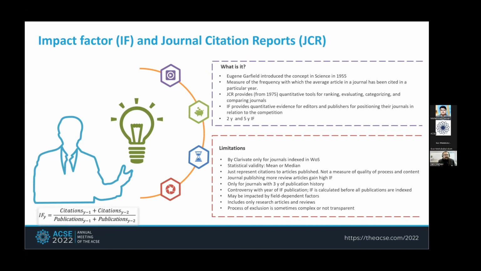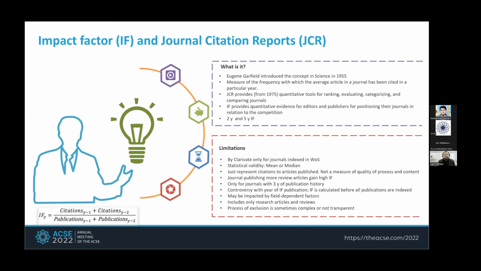At the same time, even though the journal impact factor provides quantitative evidence to position the journal in relation to its competition, it's very unlikely that it is accepted by all classes of academia, because it has lots of pitfalls which are being discussed very seriously by the scholarly publishing community. First and foremost, the statistical validity of the methodology, whether to use the mean or median value, a very simple thing itself, is still under question.